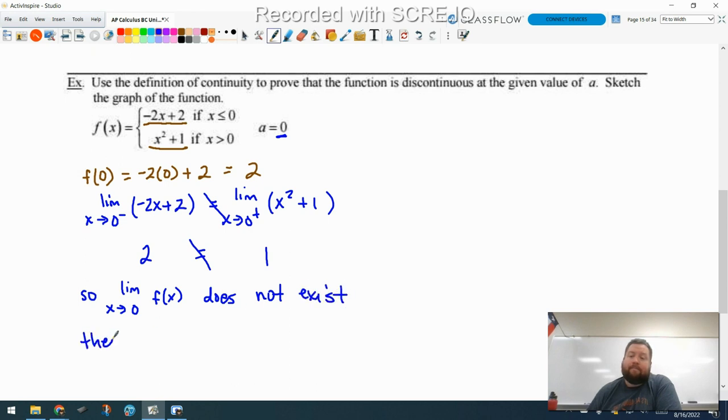Therefore, f of x is discontinuous at a equals 0.